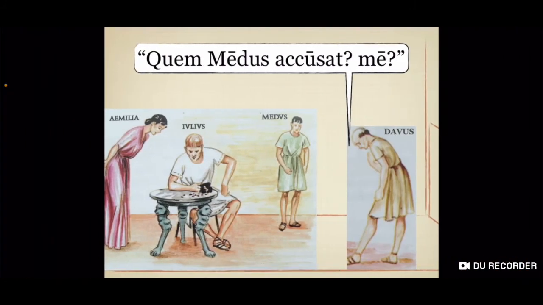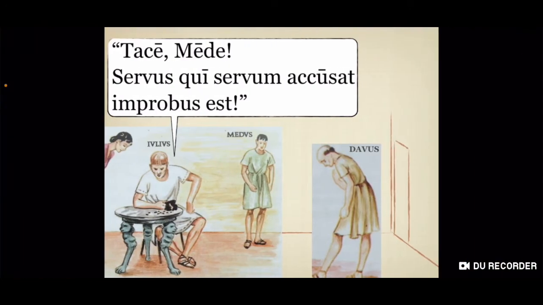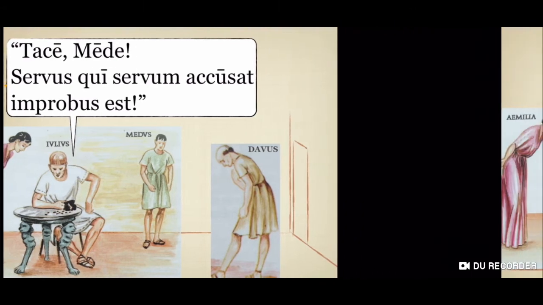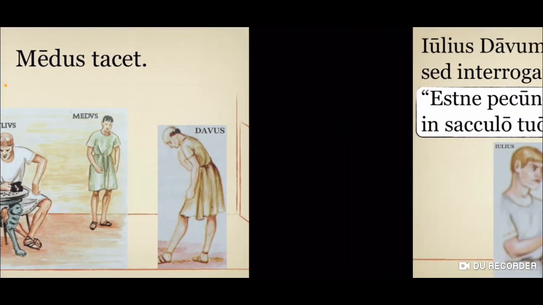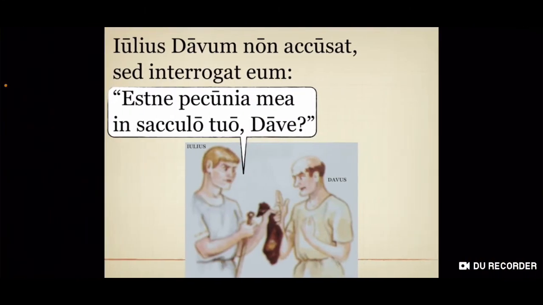Quem Medus accusat? Me? Whom does Medus accuse? Me? Tace, Mede. Servus qui servum accusat improbus est. Shut up, Medus. A servant who accuses a servant is dishonest. Medus tacet. Medus shuts up. Julius Davum non accusat sed interrogat eum. Julius does not accuse Davus, but interrogates him.